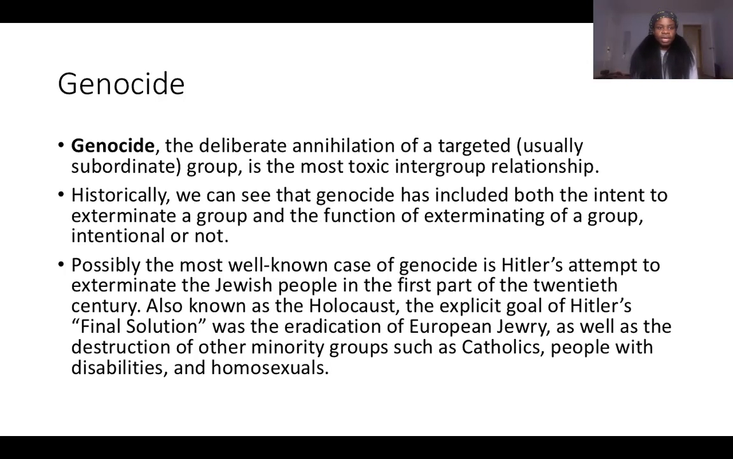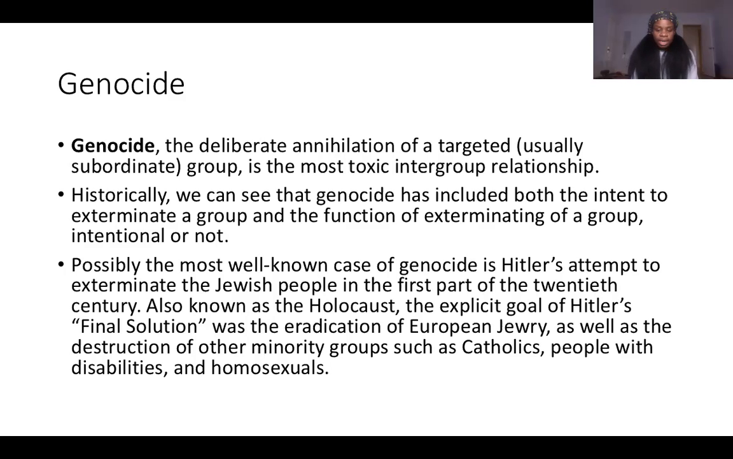Genocide. Genocide is the deliberate annihilation of a targeted group. It is the most toxic intergroup relationship. Historically, we can see that genocide has included both the intent to exterminate a group and the function of exterminating a group, intentional or not. Possibly the most well-known case of genocide is Hitler's attempt to exterminate the Jews. We know this as the Holocaust.